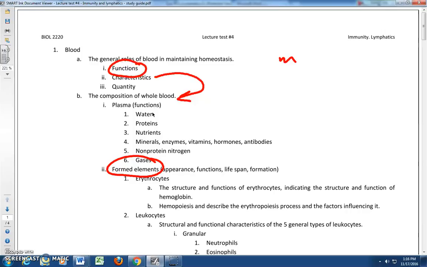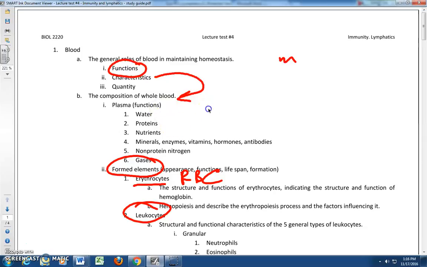Red blood cells, RBCs. Structure and function, and understand how structure is linked to function. Remember we talked that erythrocytes are pretty compressible, so they can squeeze through the capillaries. Why do they have increased surface? Why do they have a biconcave shape? Increased surface, increased rate of gas exchange, right? More surface, faster exchange.